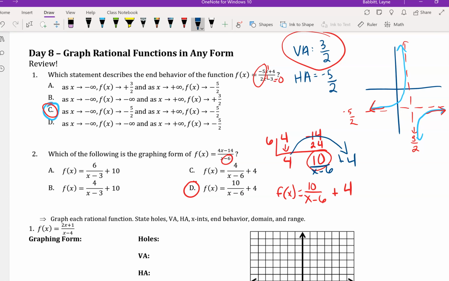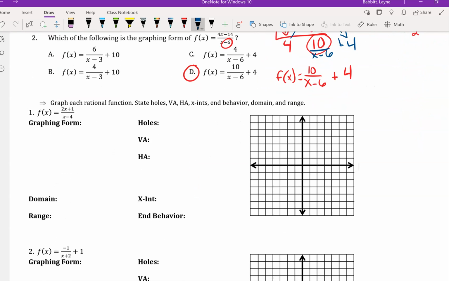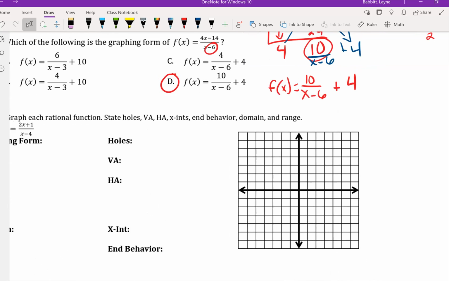All right, go ahead and pause the video if you want to write all that down, if you didn't have it already. And then we are going to move on to graphing in different forms.